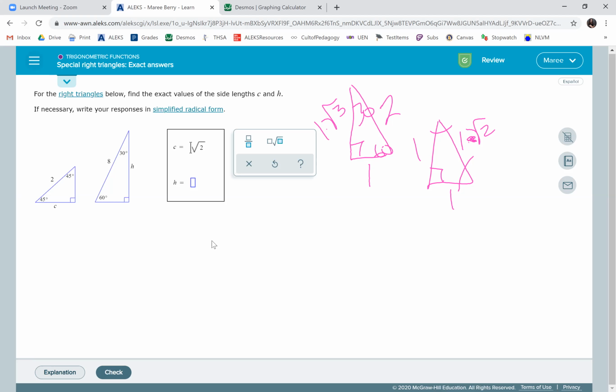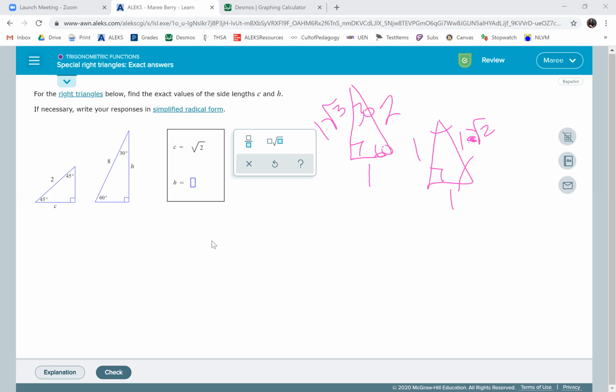Yes, it does work. Think about it, because if c is square root of 2, you take the square root of 2 times the square root of 2 to get the hypotenuse. So over here, we take whatever the short leg is, which is the square root of 2, times square root of 2, and that gives us 2.